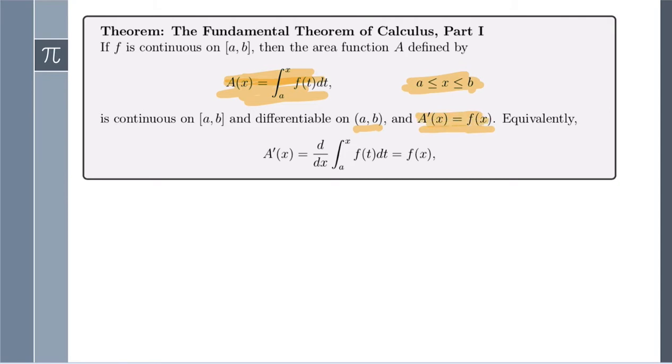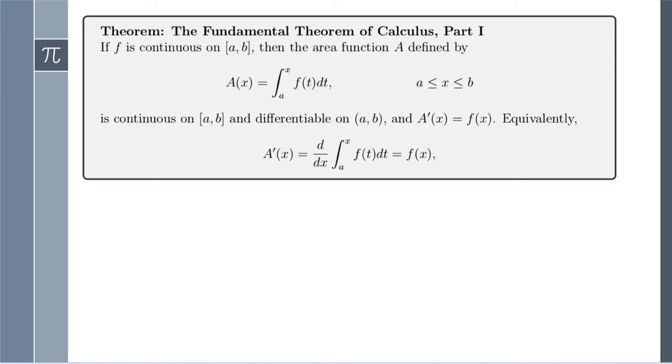So this is very important. Equivalently, this can be written as: A prime of x, or the derivative of the area function, equals the derivative of the integral from a to x of f of t dt, which is simply the function f of x. So this seems a little bit complicated when you just see that definition or that theorem. So let's illustrate this with an example. I'll give you an example just to illustrate this, and that probably helps you to understand what the theorem is talking about.